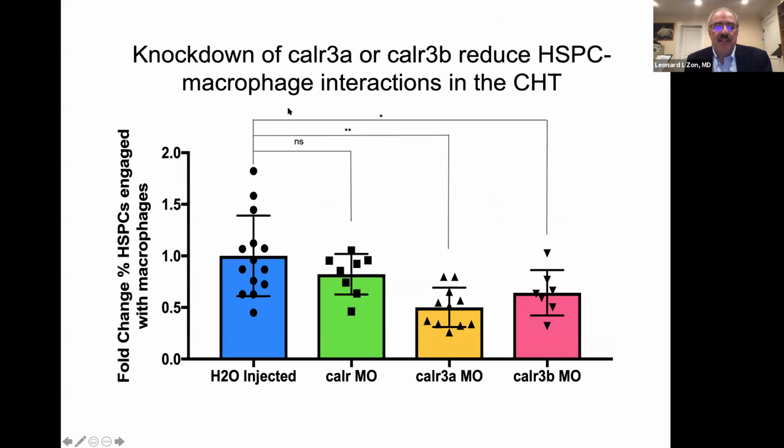The other thing we've done is to start knocking down individual calreticulins. And you can see here that if you knock out CalR, you get a small effect that is not significant. But if you knock out CalR3 and CalR3B, you get a more statistically significant effect with regard to the stem cells and how they engage with the macrophages. And now we're looking with our clonal markers to see, does this affect clonality? But it may be that these CalR3s are very important for this recognition code for the stem cells.